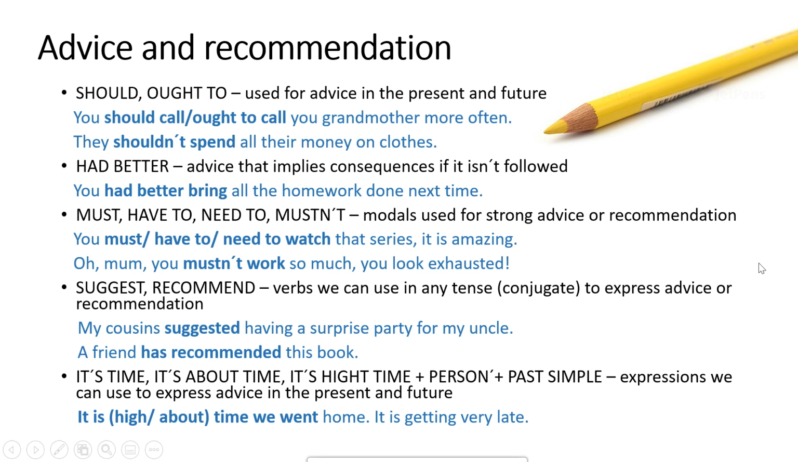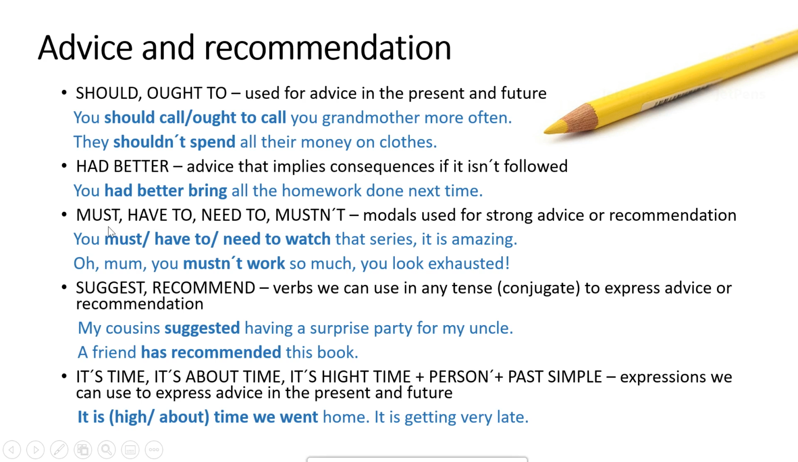This being said, we move on to advice and recommendation. For advice and recommendation, we have so many things here. I'm going to start with should and ought to, and of course also the negatives, shouldn't and oughtn't to. These are used to give advice in present and future. Now, then we've got had better. Had better is a very common modal, but it implies consequences. So if you don't follow this advice, there are consequences.